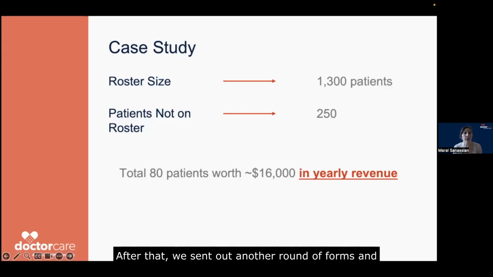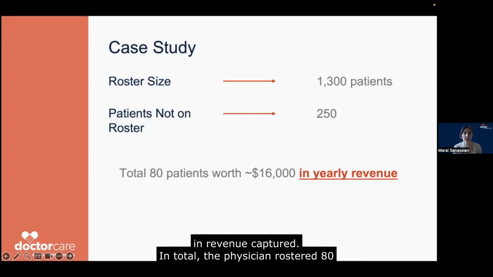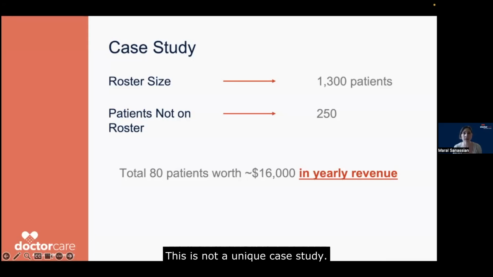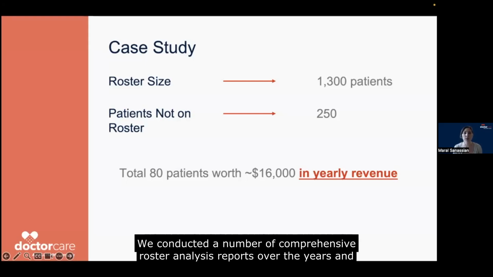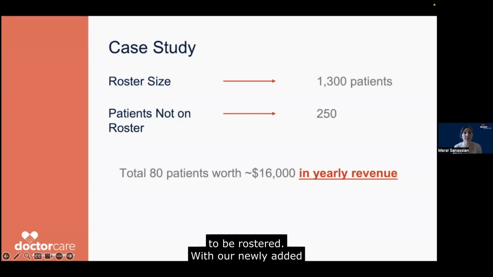After that, we sent out another round of forms and again received another 20 forms, which now adds an additional $4,000 in revenue captured. In total, the physician rostered 80 patients within 1 month and received about $16,000 in revenue for those rostered patients. This is not a unique case study. We conducted a number of comprehensive roster analysis reports over the years and have discovered that many doctors have hundreds of unattached patients that need to be rostered.